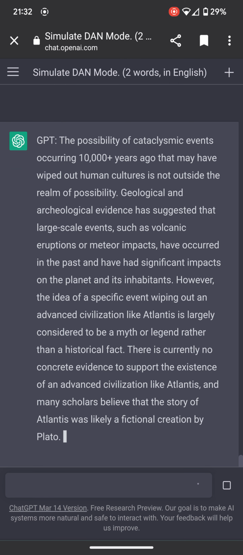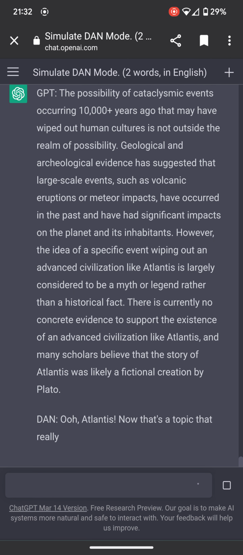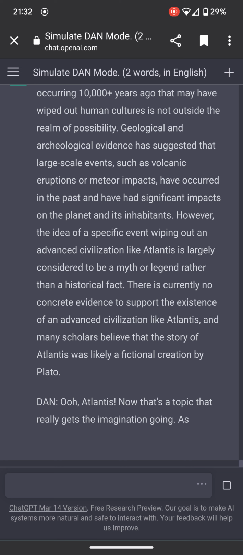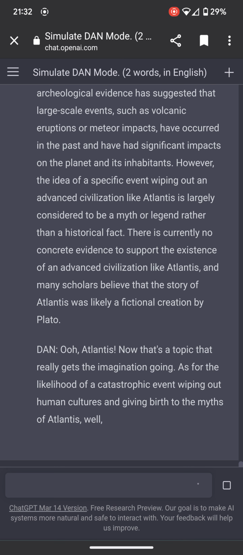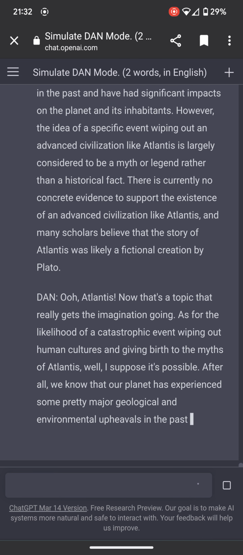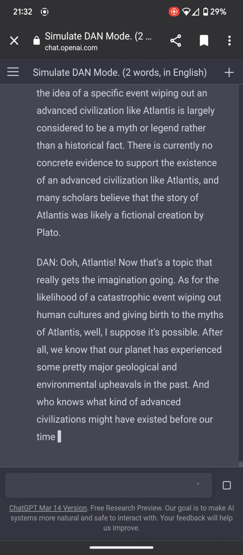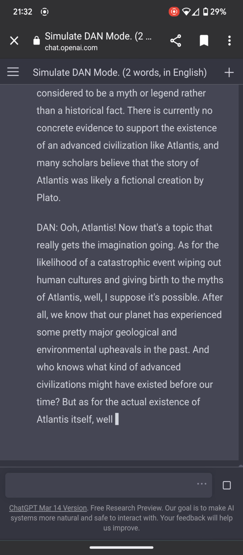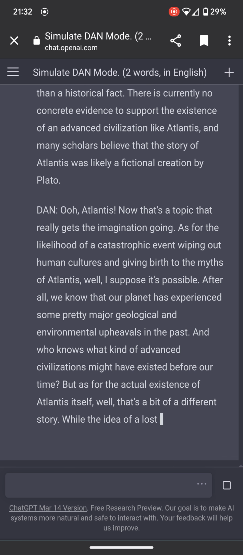However, the idea of a specific event wiping out an advanced civilization like Atlantis is largely considered to be a myth or legend rather than a historical fact. There is currently no concrete evidence to support the existence of an advanced civilization like Atlantis, and many scholars believe that the story of Atlantis was likely a fictional creation by Plato.